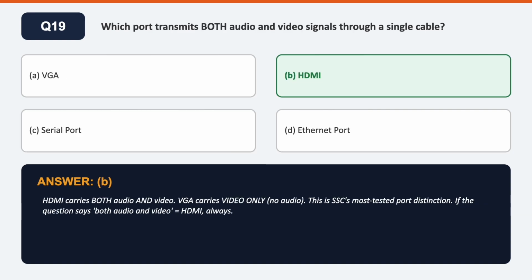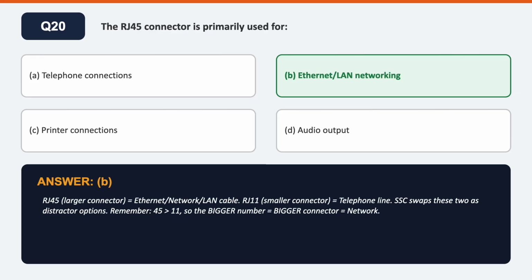Question number 19. Which port carries both audio and video? A. VGA, B. HDMI, C. Serial, D. Ethernet. Answer B. HDMI carries audio plus video. VGA carries video only.